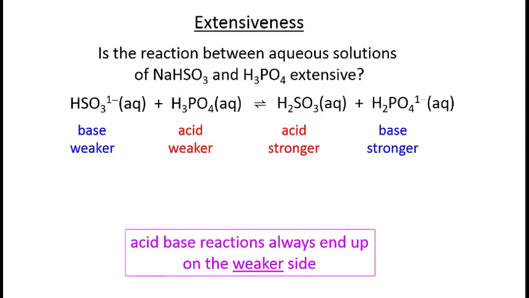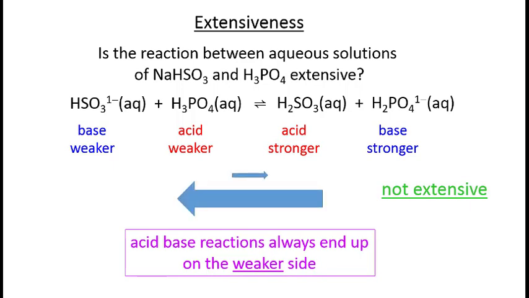By the way, it should always work out that the 2 stronger components will be on one side, the 2 weaker components on the other. Since acid-base reactions always end up on the weaker side and the reactants are weaker, this reaction is not extensive. Again, the reactants are poor at reacting, while the products, if formed, are very good at going back. Since this reaction starts on the weaker side, it's happy where it is.